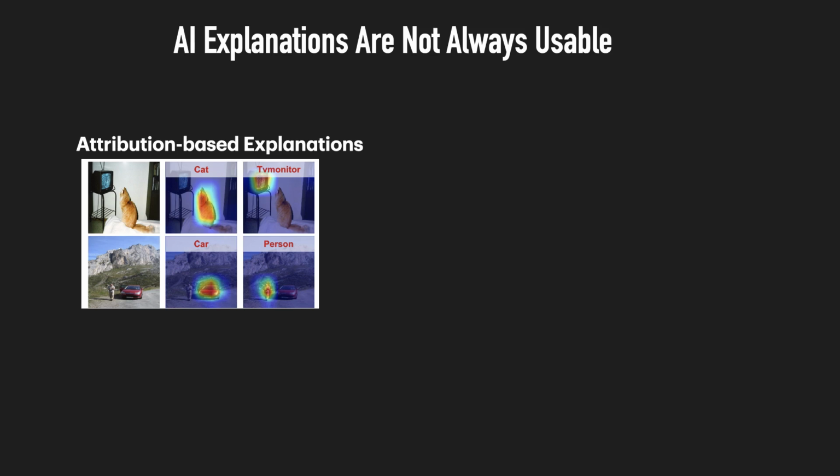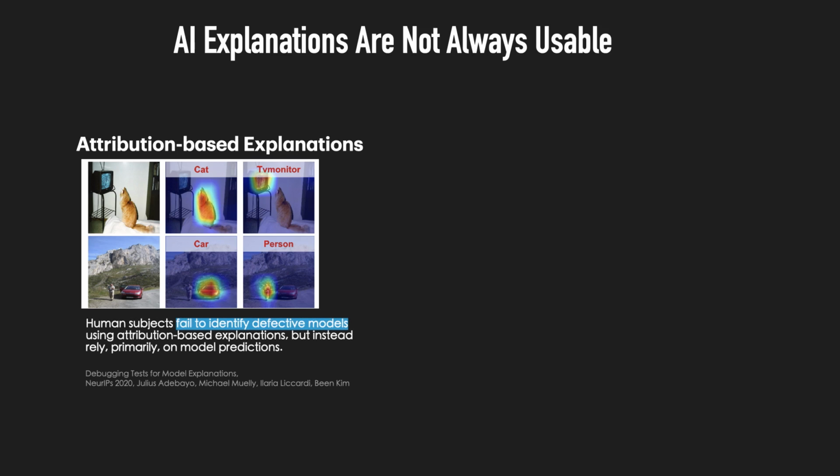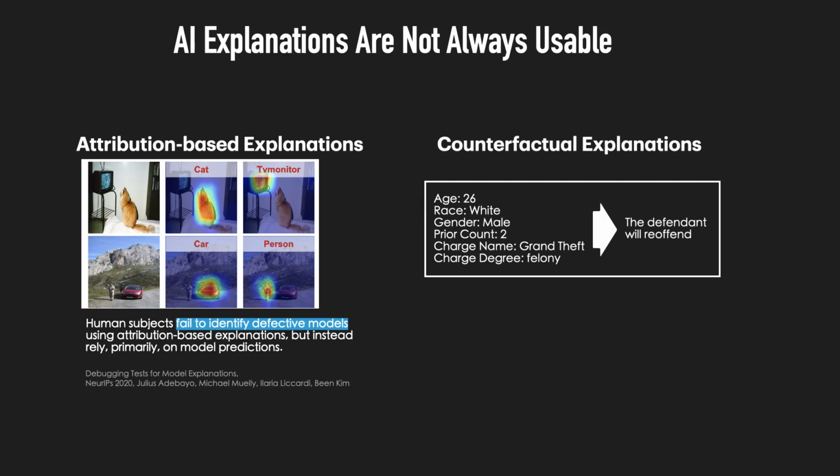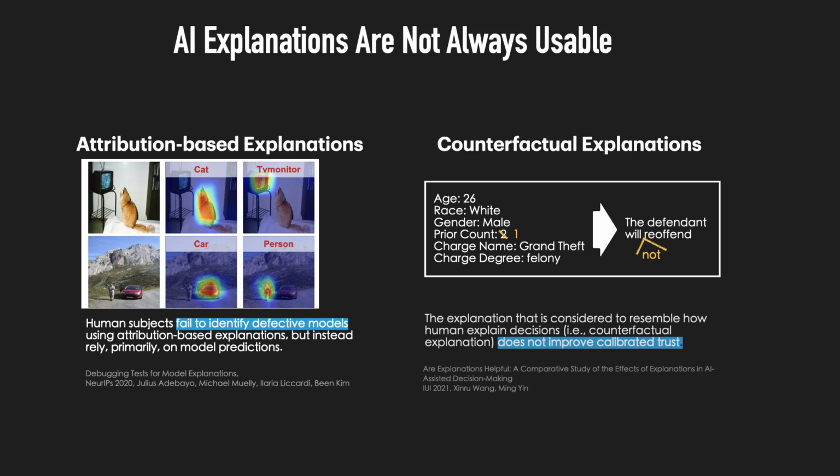Here are some examples. Attribution-based explanations explain a prediction by highlighting the most related regions in the input. However, this widely used explanation technique cannot help users identify defective models. Similarly, counterfactual explanations describe which input changes were needed to update model predictions. Even though this explanation is considered to resemble how humans make decisions, it does not improve calibrated user trust compared with other types of explanations.